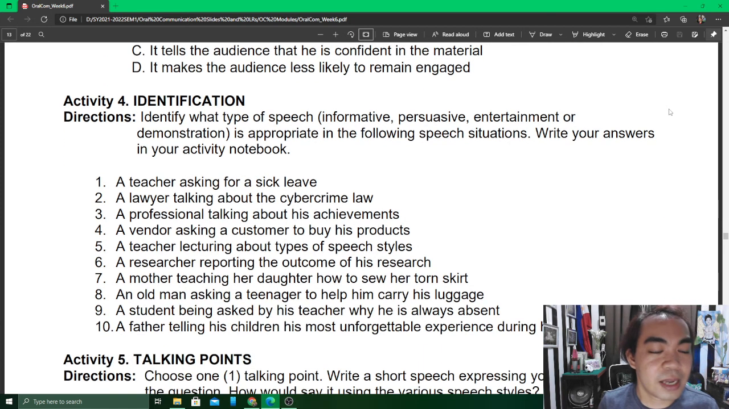Activity 4. Identification. What type of speech is used or appropriate in the following speech situations? Number 1.